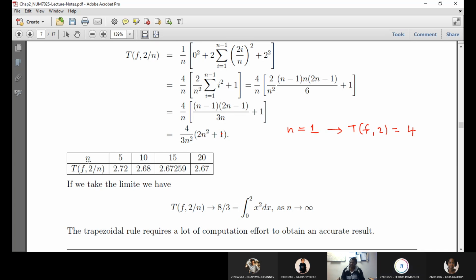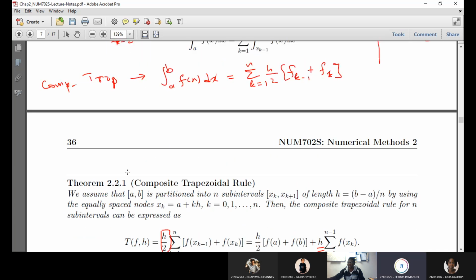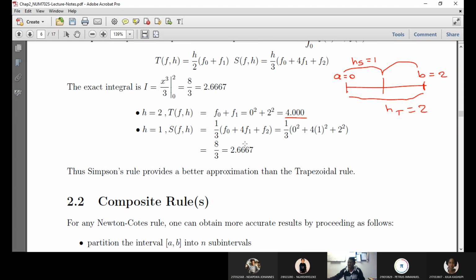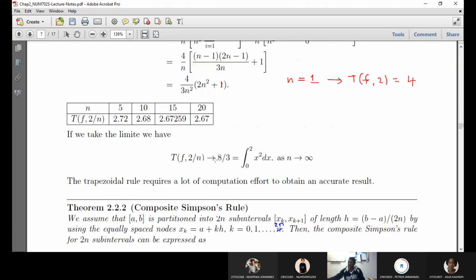Now, if we increase the number of subintervals, we take n equal to 5, we can see that it's getting closer to the exact number, because remember that the exact value is 2.66667 here. If we take 5 subintervals, we are getting closer. If we take 10, it starts converging. If we take 15, 20, you see, there's convergence. It's converging already.